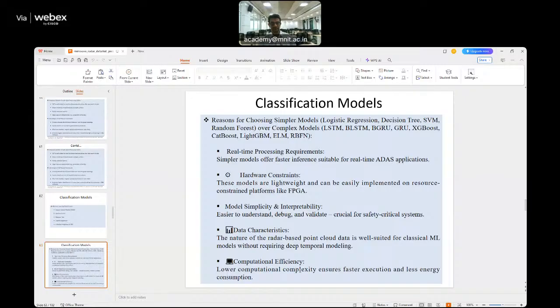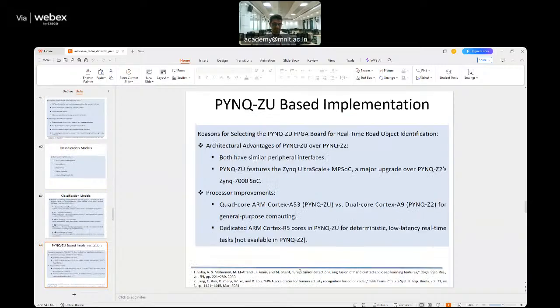And definitely, we are not compromising the computational efficiency in addition to the energy consumption. So that also real-time road object. In the real-time road object also we apply the Pynq ZCU. Pynq ZCU, consider it is the same thing. It is an advanced version of Pynq Z2.